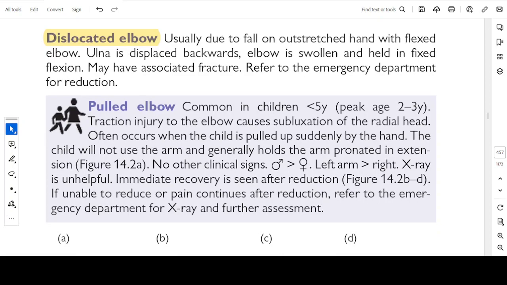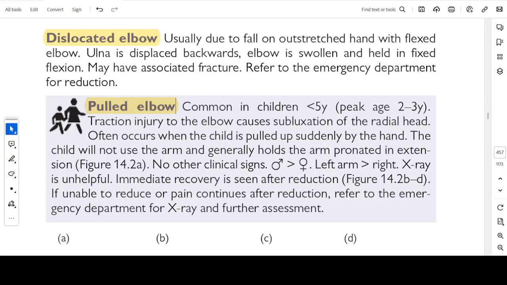So cases in which the elbow is dislocated are usually due to a fall on the outstretched hand with a flexed elbow. The ulna is displaced backwards, the elbow is swollen, the hand is held in fixed flexion, and there may be an associated fracture. Refer to emergency for reduction. Pulled elbow is common in children less than 5 years.